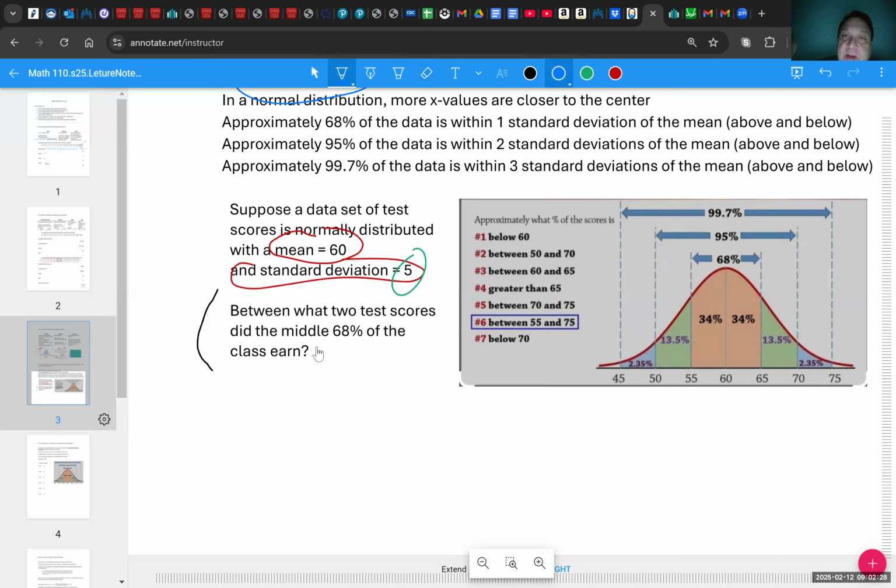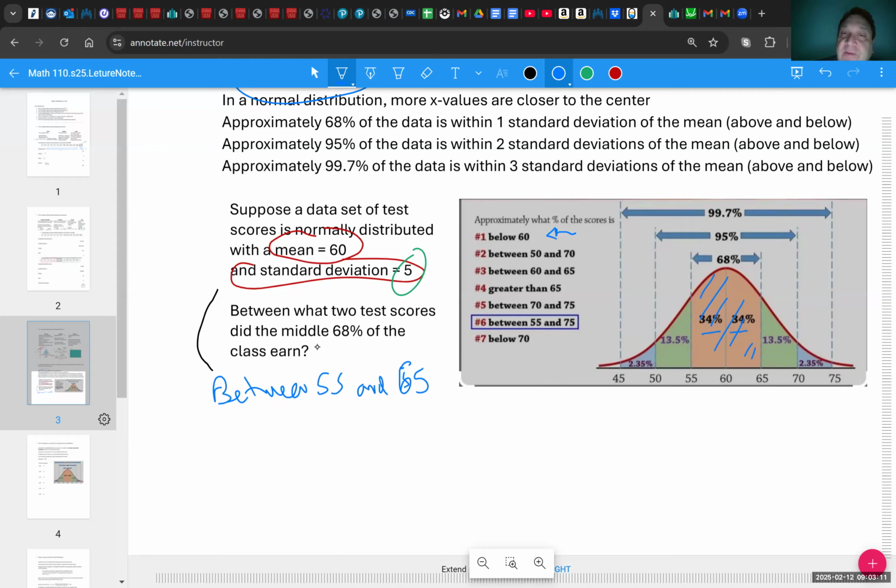Okay, so between what 2 test scores did the middle 68% of the class earn? Well, the middle 68% is 34%, 34%. This is the middle 68%, and that's exactly 1 standard deviation above and 1 standard deviation below. That's part of our 68, 95, 99.7% rule. So between what 2 test scores? Between 55 and 65. That's the range of X values, the range of test scores, that captures the middle 68% of the data.